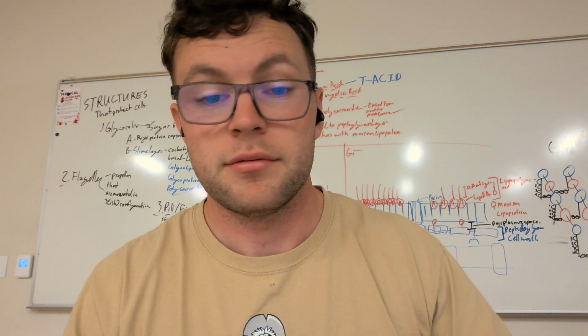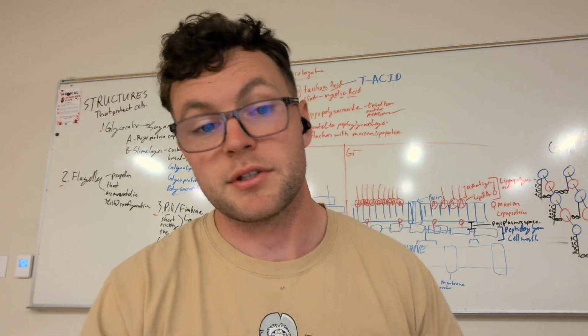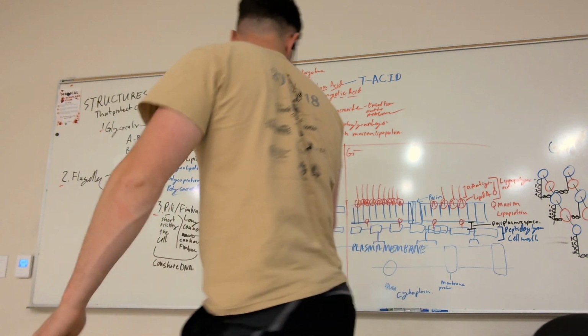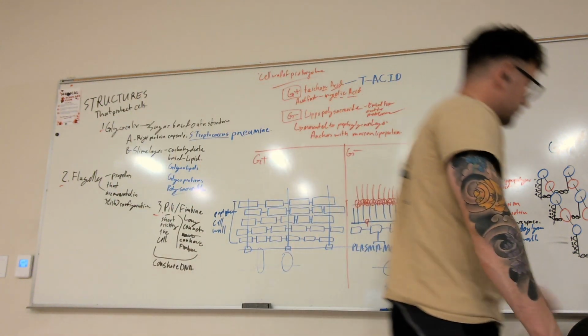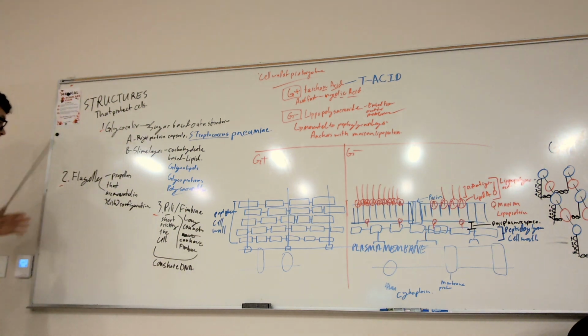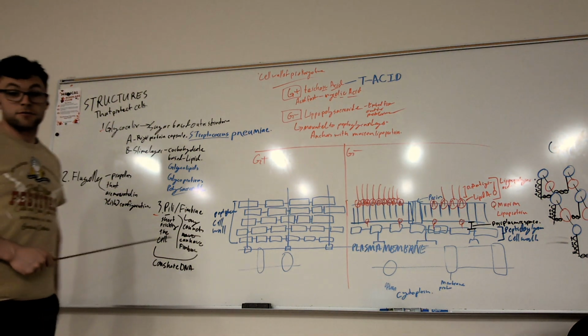We're going to have cell walls and cell membranes as well. But some of the first things that we're going to talk about are the glycocalyx, the flagella, the pili, and the fimbriae.